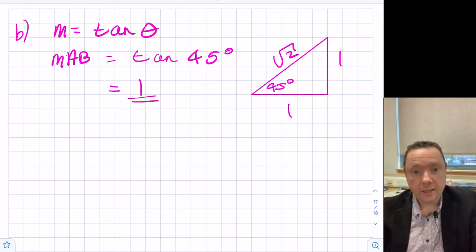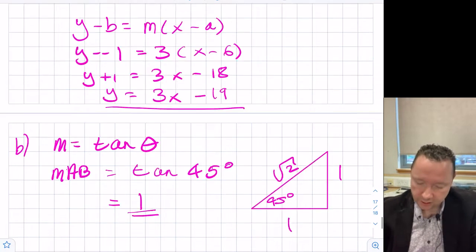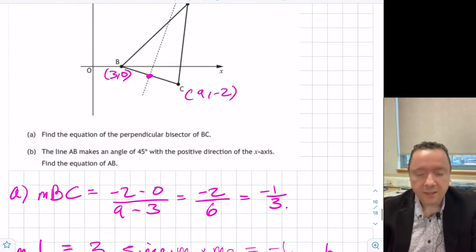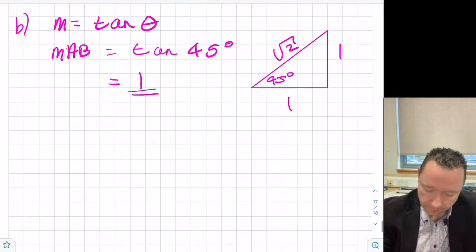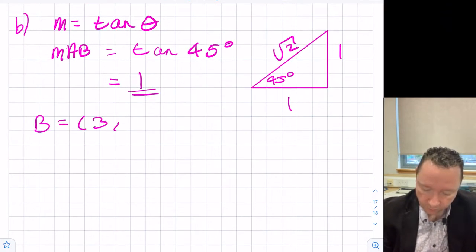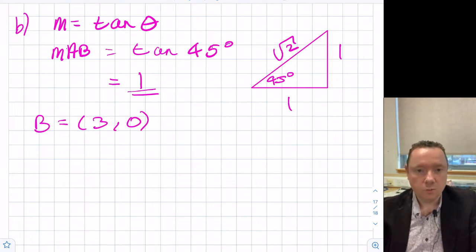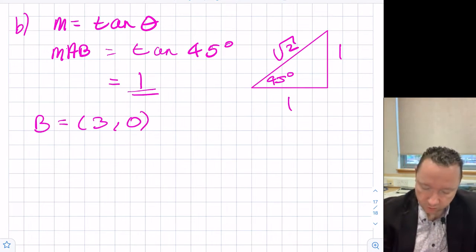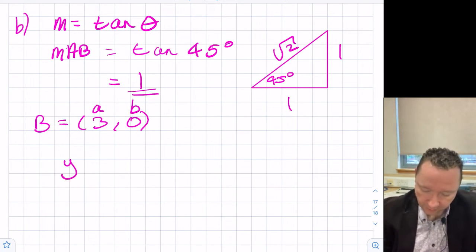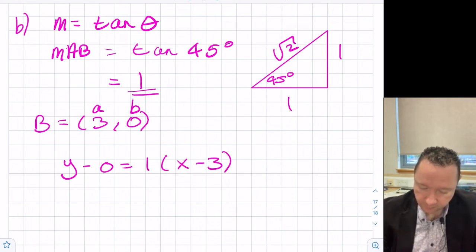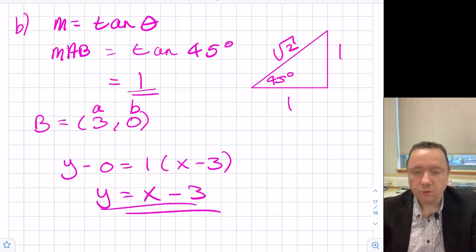So we know our gradient and we need a point. So what point are we going to use? AB. Well, we've already got B. B is 3, 0. So our point, B equals 3, 0. We've now got 2 bits of information. So you can use y minus b equals m(x minus a) if you want. Call that A and B. Or you can use y equals mx plus c. So y minus 0 equals 1(x minus 3). So y equals x minus 3 is the equation of our straight line.